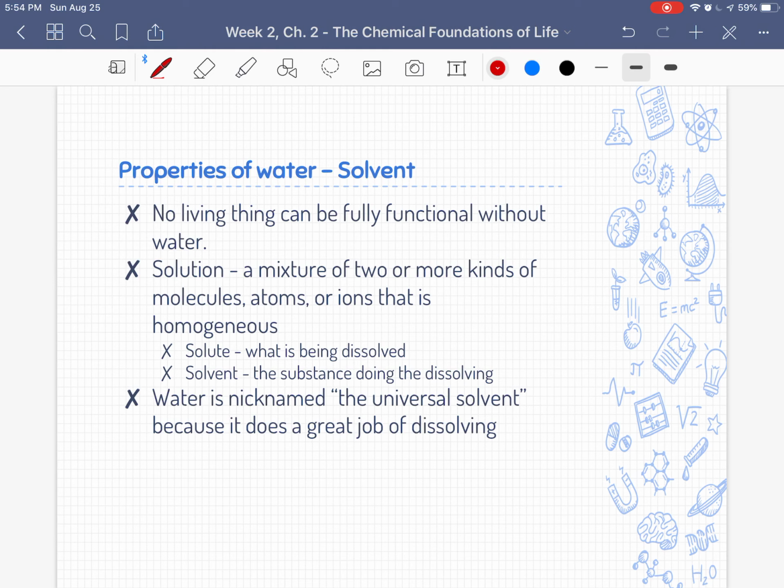Another property of water that is the result of hydrogen bonding, so if all else fails with water, hydrogen bonding, is the fact that water is almost a universal solvent. That means it dissolves a lot. Not everything, but it dissolves a lot. So we can form solutions with that.